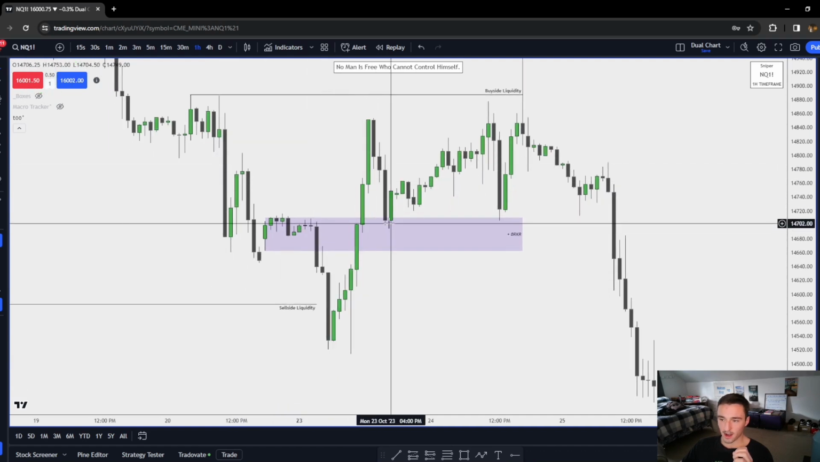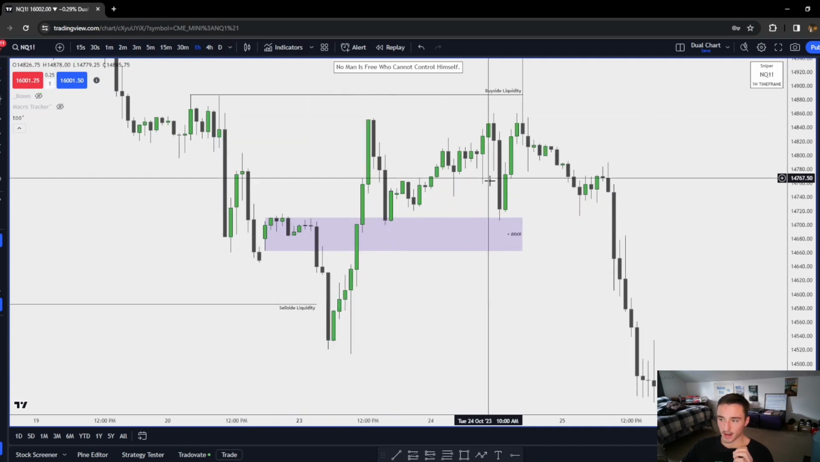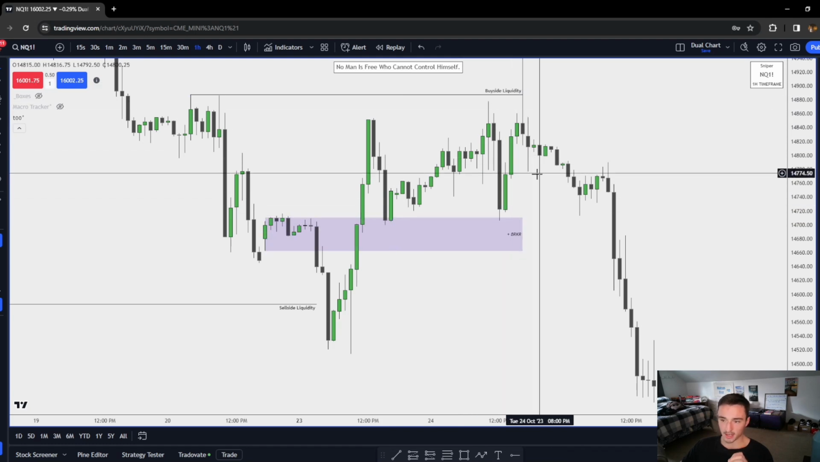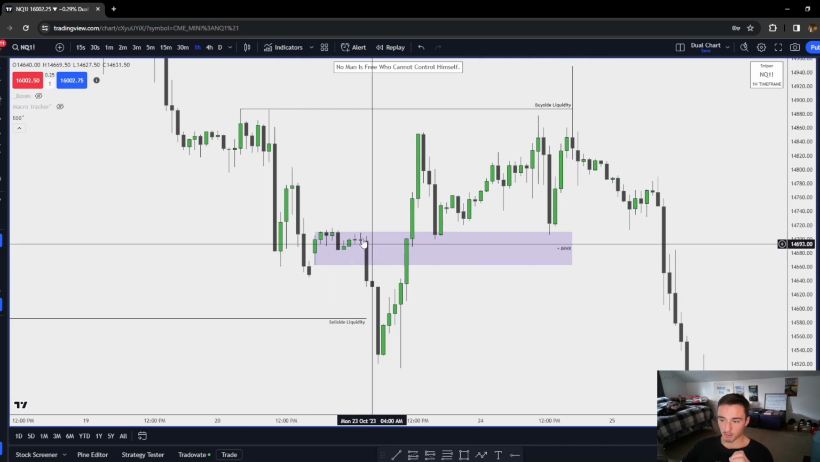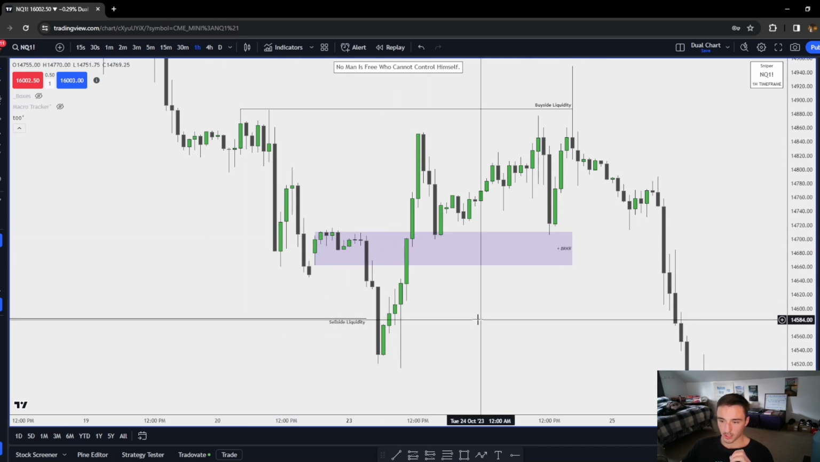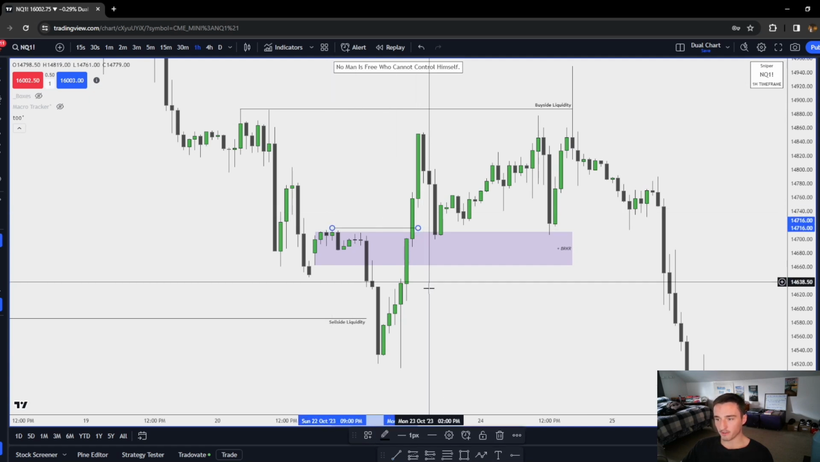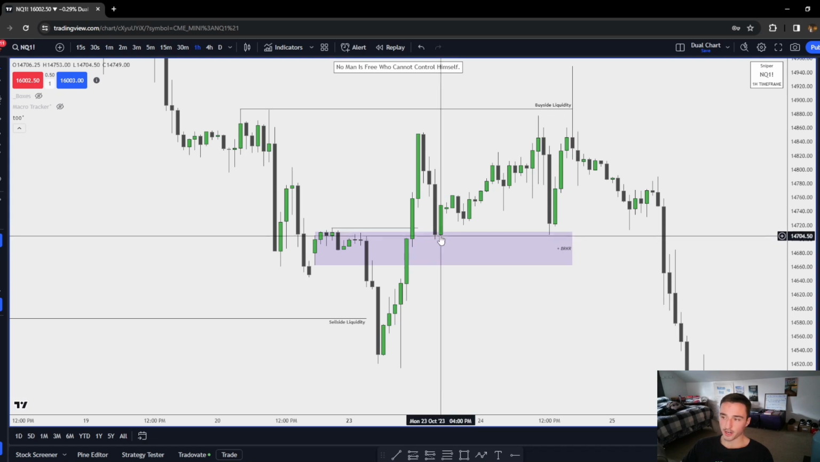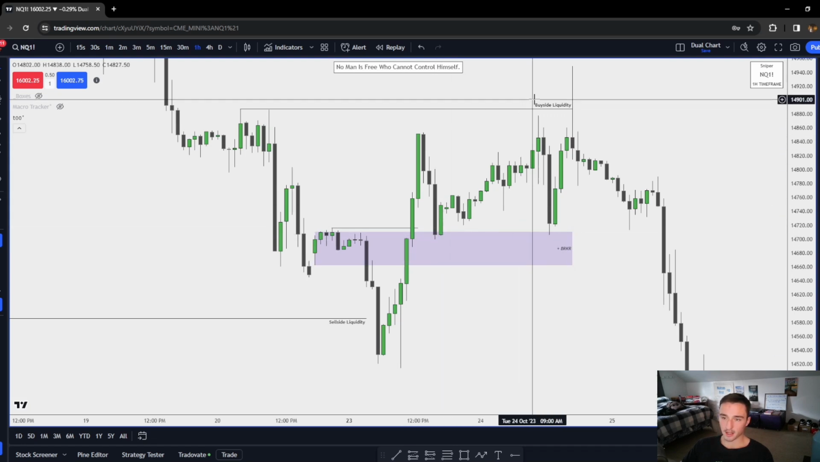Price trades down into this breaker, expands higher, trades back into it one more time. Then we hit our objective of buy side liquidity. So now we have a breaker, fair value gap, sell side swept on the higher time frame. We have a market structure shift. Now we have our unicorn setup to trade. Boom, take your entry. We expand to buy side liquidity.